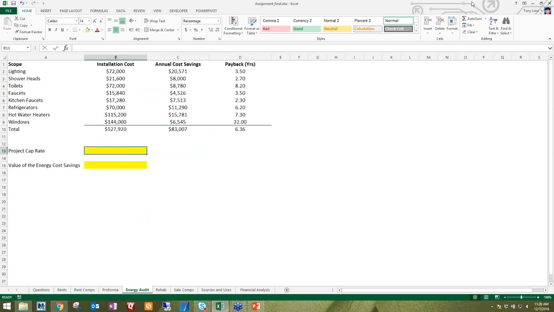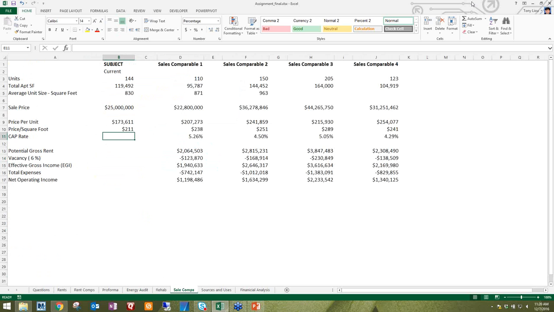Energy audit has two questions. We talk about project cap rate and the value of energy savings. So we need some other information here to answer those two questions. So let's go to the sales comp page, right? So we want to understand what the market cap rate is. So what we've done is we've gone out to the market. We've used a resource called CoStar.